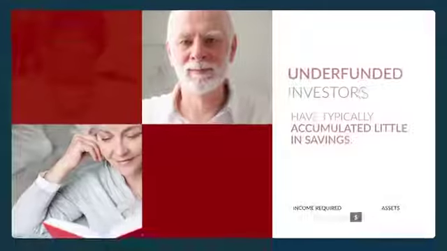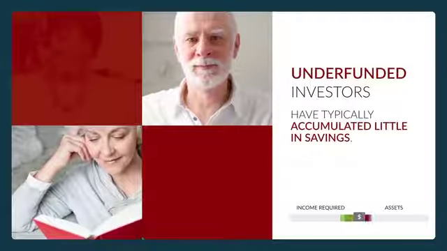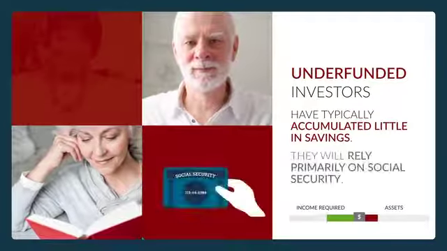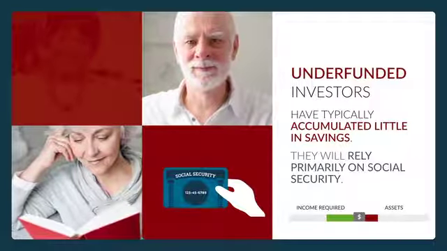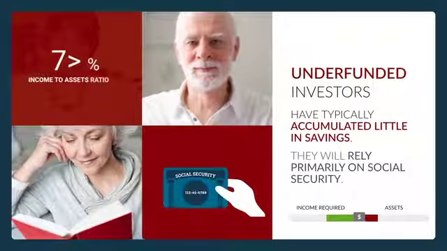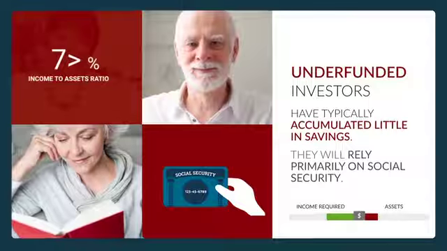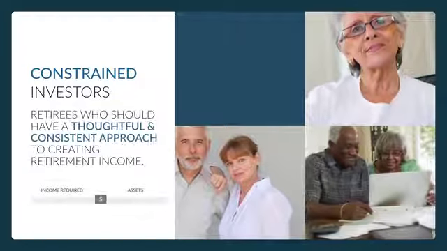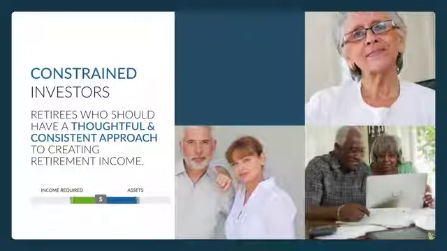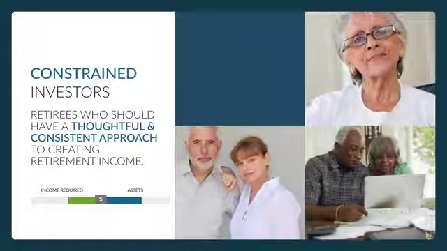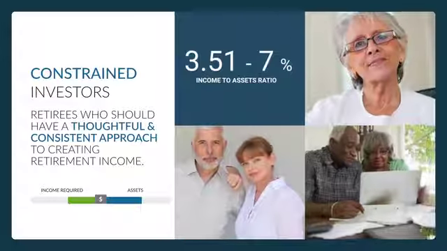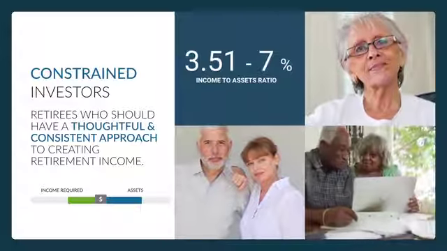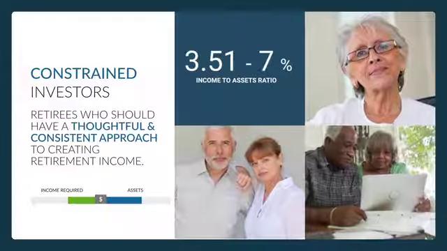Underfunded investors have typically accumulated little in savings. They will rely primarily on Social Security. Underfunded investors have a ratio of over 7%. Sandwiched in between are millions of constrained investors, retirees who should have a thoughtful and consistent approach to creating retirement income. Constrained investors have a ratio between 3.51% and 7%.